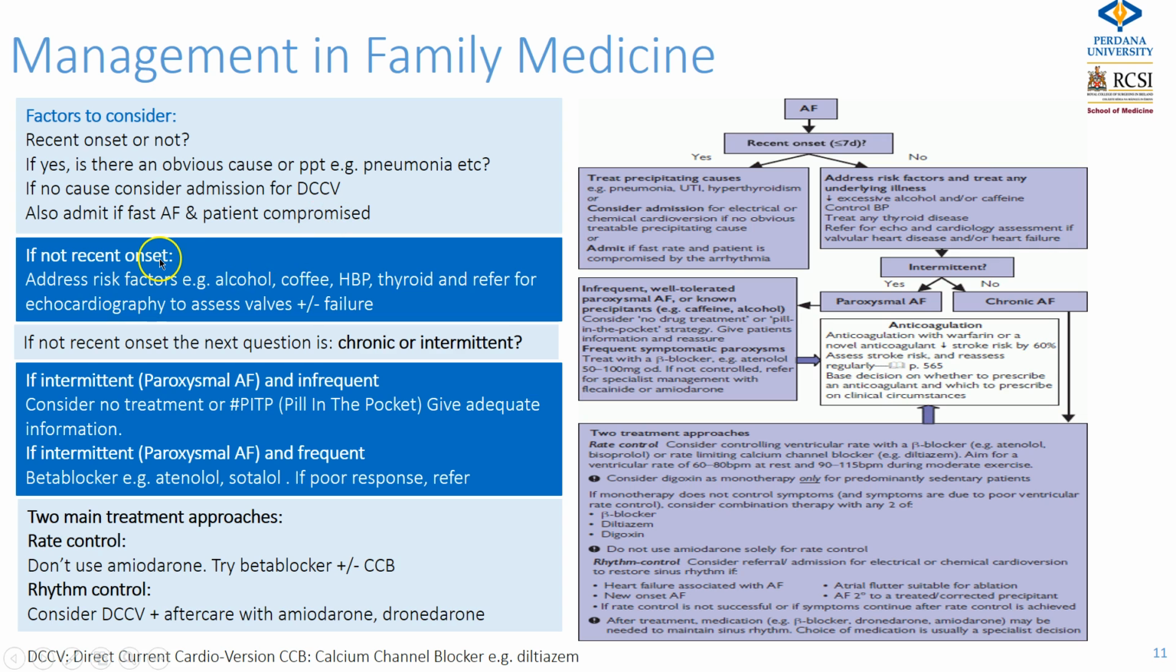If it's not recent onset, you need to look at the risk factors that may be present. So this means taking a thorough history about alcohol consumption, coffee consumption, hypertension, thyroid disease, and refer for an echocardiogram to assess the state of the valves and the presence or absence of heart failure. If it's not recent onset, the next question is, is this chronic or recurrent? If it's intermittent, as paroxysmal AF, and infrequent, then you might consider no treatment or use the so-called pill in the pocket, which we'll cover in a moment.